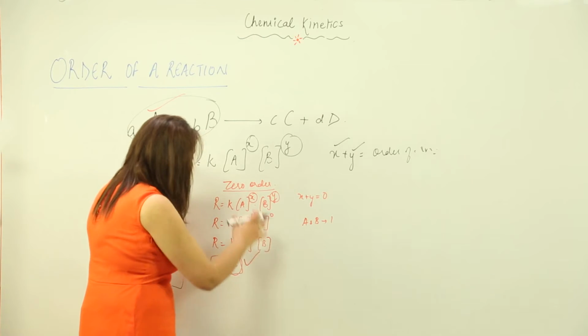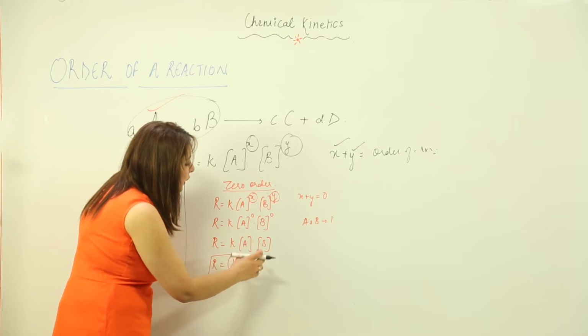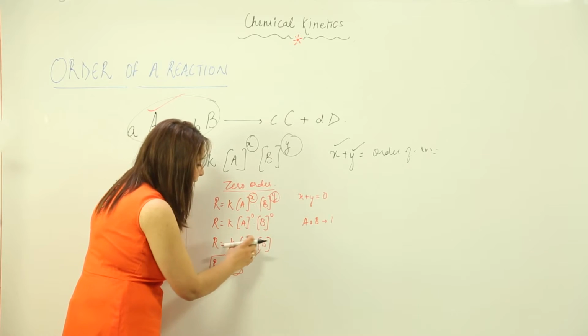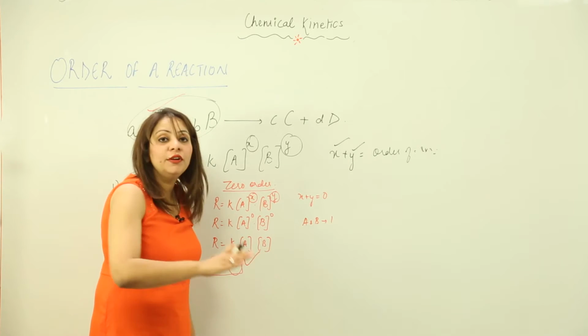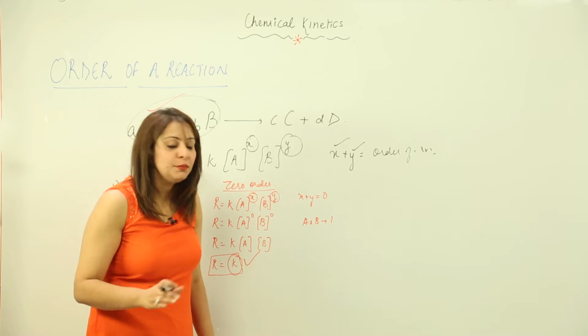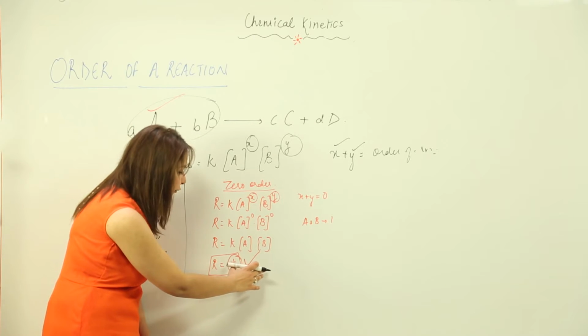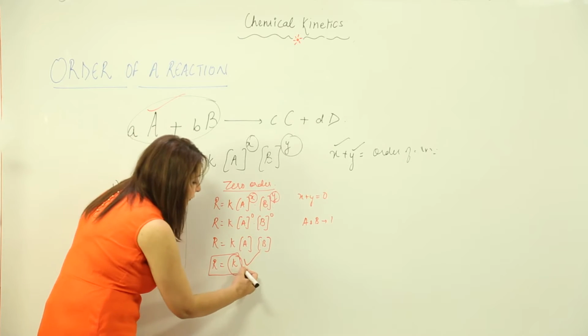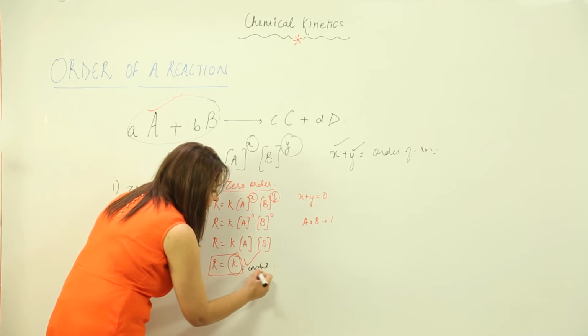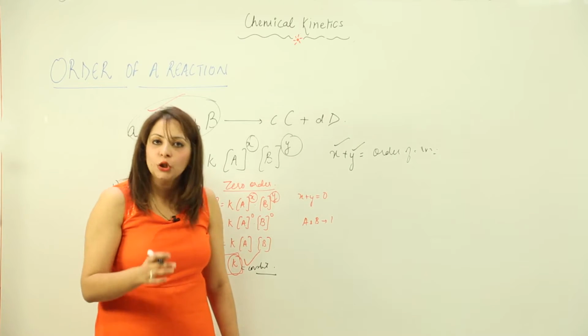So that means in zero order, if we increase or decrease the concentration of reactant, it is not going to affect the rate of reaction, because it is independent of the rate of reaction, since here the value is constant. So that means the rate is going to remain constant.